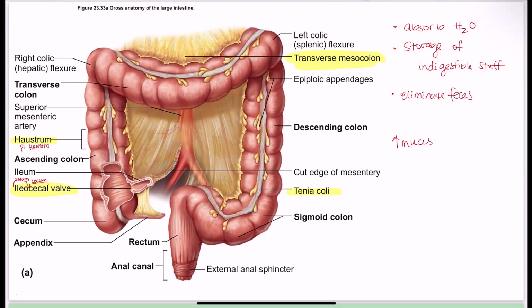And that mucus is really important to help with the passage of feces and also to protect the walls of the large intestine from the bacteria who live there. So there's bacteria that live in the large intestine that can kind of set up shop in there. And the products that they secrete, we want to protect the wall of the large intestine from all that.